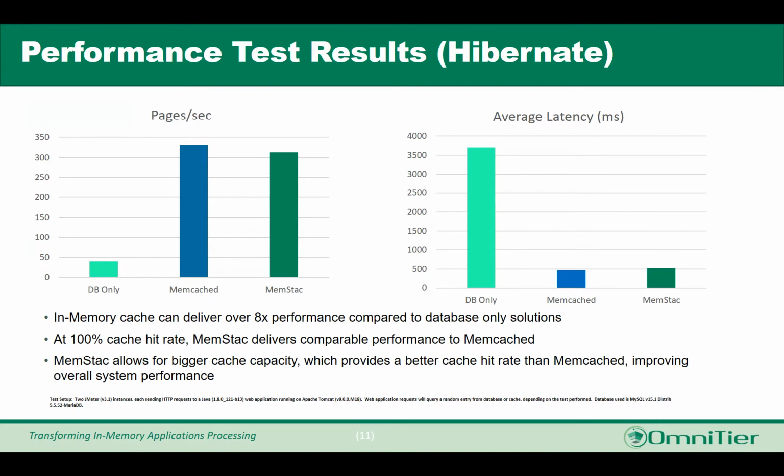There's a similar story using Hibernate with a slightly different web application workflow. We found that using no Hibernate Level 2 cache at all produced a significantly lower number of page requests per second. The two Hibernate Level 2 cache enabled runs, one using memcached and one using MemStac, again produced very comparable results. And again, in a more realistic scenario where the data set is too large to cache everything is where you'd really see the significant benefit of using MemStac and its higher capacity.